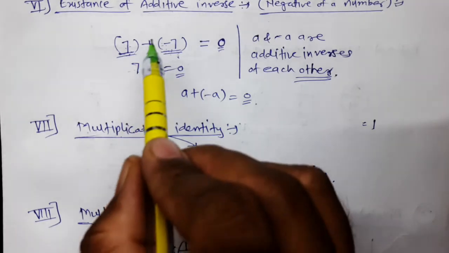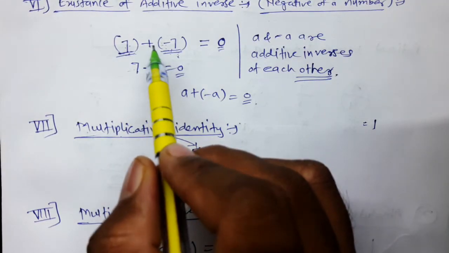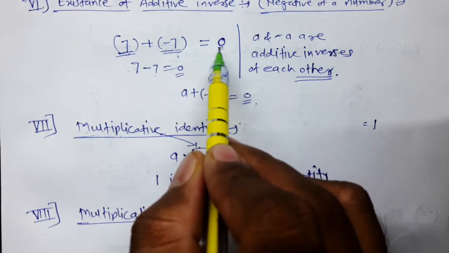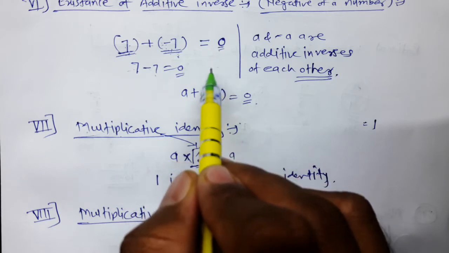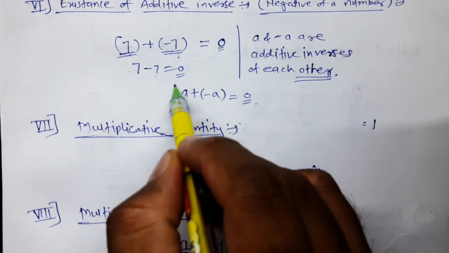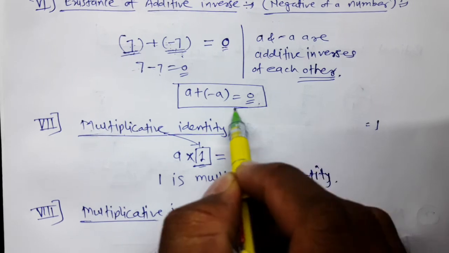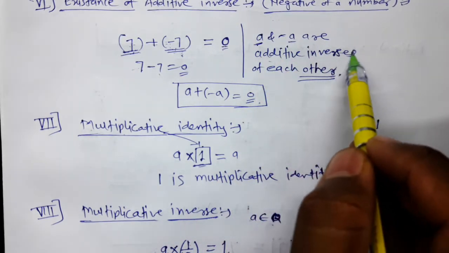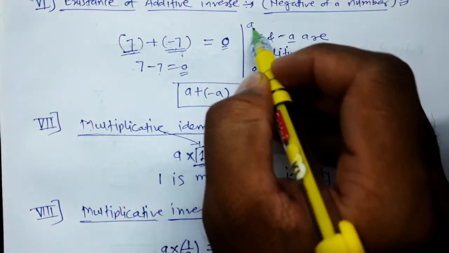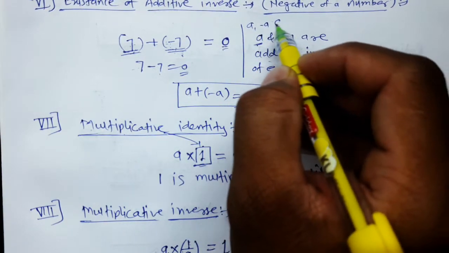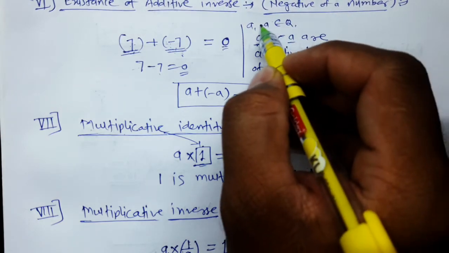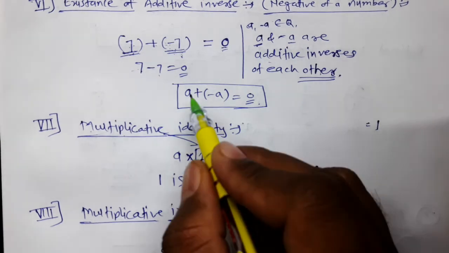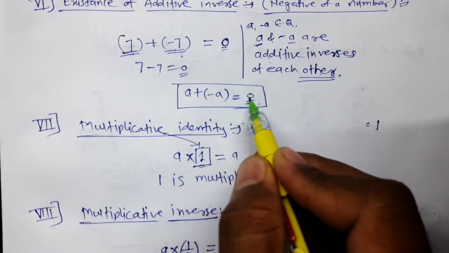Additive means the basic operation is addition, and after addition we get the identity element. So as a general statement we can say that small a and minus a are additive inverses of each other, where small a and minus a belong to capital Q. Small a and minus a are rational numbers, then a plus minus a is equal to 0.